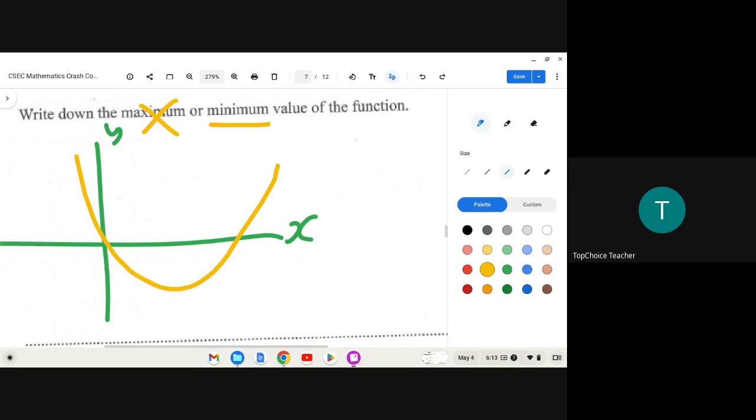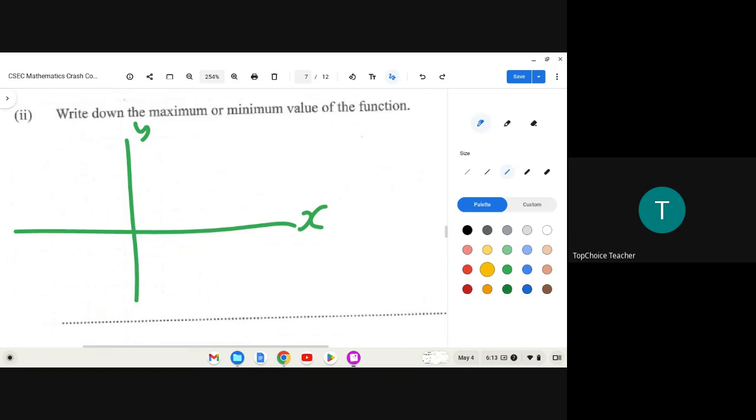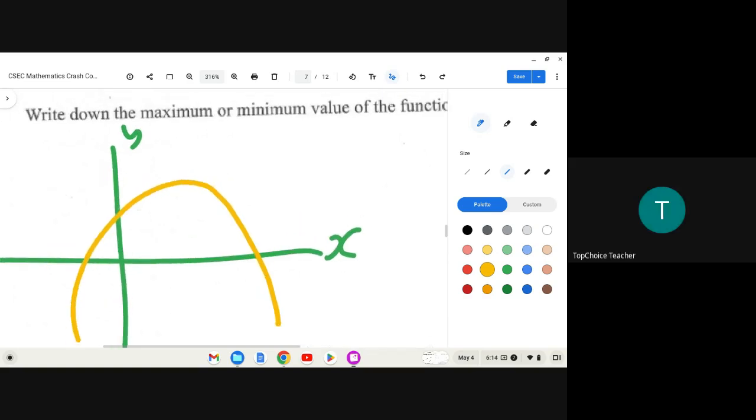Sometimes when you plot quadratics, you may not end up with a curve looking like a smile. Notice this curve is looking like a smile, right? Sometimes you may end up with a curve looking like this. This looks like a frown. Okay? So you could have... Sorry? It is a maximum.